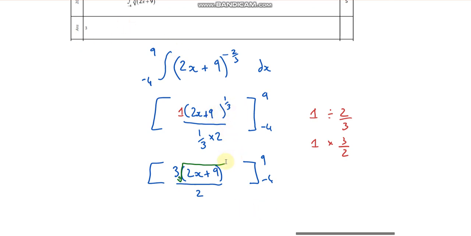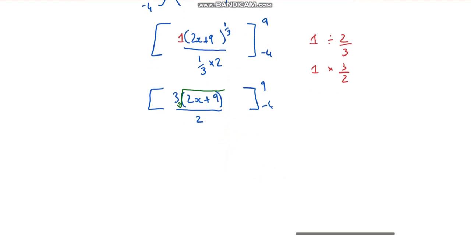Nice one. And now we're ready to substitute in. So I'll say that's going to be 3 cube root of 2, 9, plus 9 all over 2. We're taking away 3 cube root of 2. Again, just take your time with these.